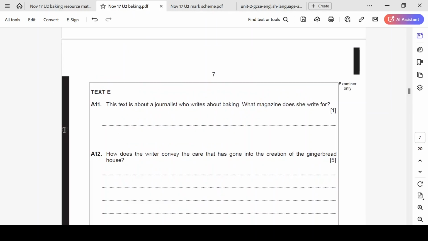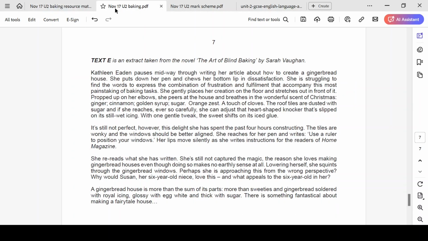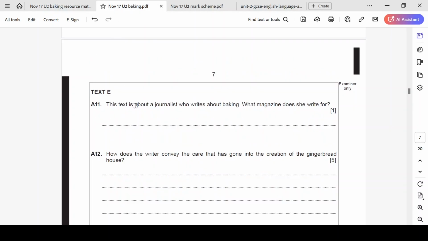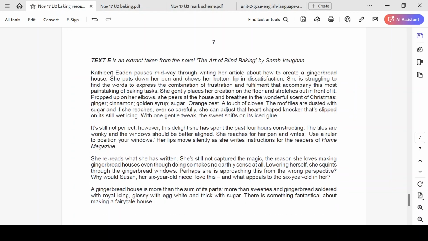Job done. Question 11 is on text E. Again, make sure you've got the right text. This text is about a journalist who writes about baking. What magazine does she write for? So just in case there are other ones mentioned, it's the one that she writes for. So I'm really scanning for the word magazine or something like magazine. So article, you get articles in magazines, but it doesn't give the name of a magazine. That's what I'm looking for, isn't it? What magazine does she write for? So there's nothing here.